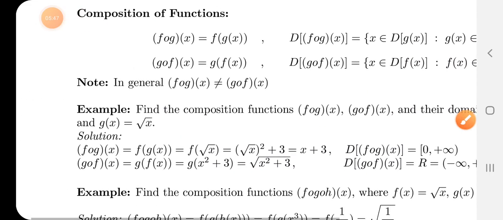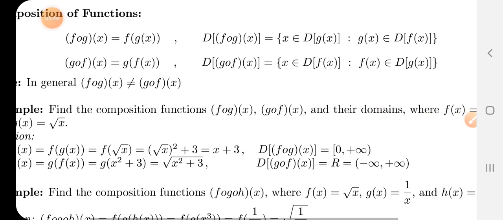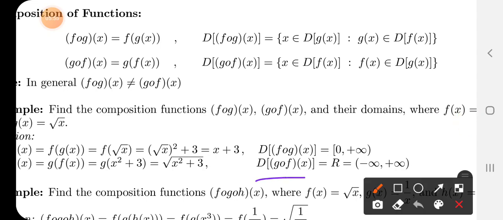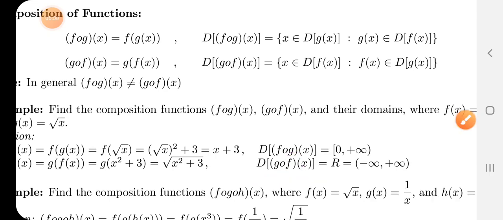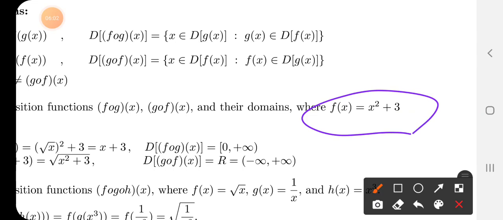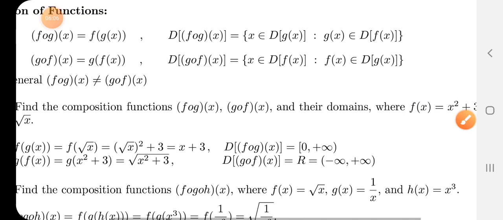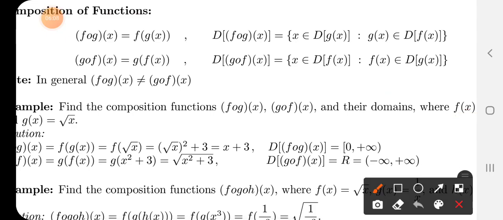So that's why their domain is 0 till plus infinity. Similarly, let's find the g of f. We already found it, so now we have to find its domain. So what's the domain of g of f? Here the inner function is f. First you have to find the domain of f, and f is a polynomial, so its domain is the set of all real line. And what is the domain of the answer? This is our answer.